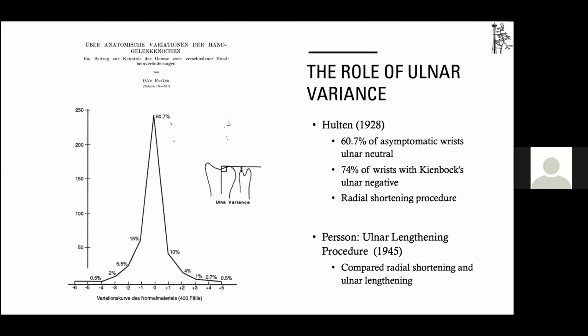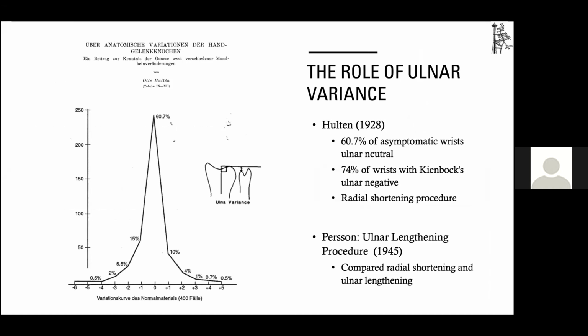In 1928, Hulten noticed that there was an association between the ulnar variance and the development of Kienbock disease when he was studying normal wrists against wrists with Kienbock. He found that in asymptomatic wrists, 60.7% were ulnar neutral, and that the overall variation in ulnar variance followed roughly a bell-shaped curve.